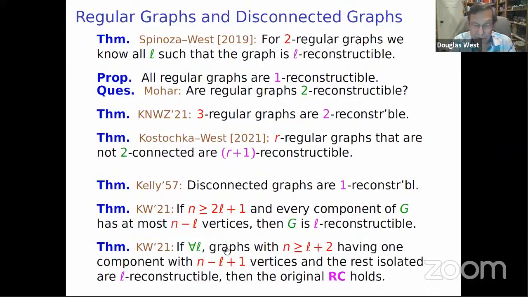But first let me note that if you ask for just a little bit more, suppose you have one component with N minus L plus one vertices, one more, and all the rest of the vertices are isolated. If you know that such graphs are L reconstructible, that will imply the original reconstruction conjecture. So again, some of the things we're talking about are harder than the reconstruction conjecture.